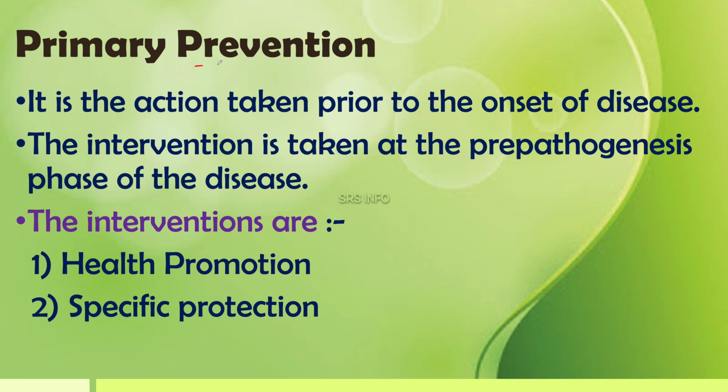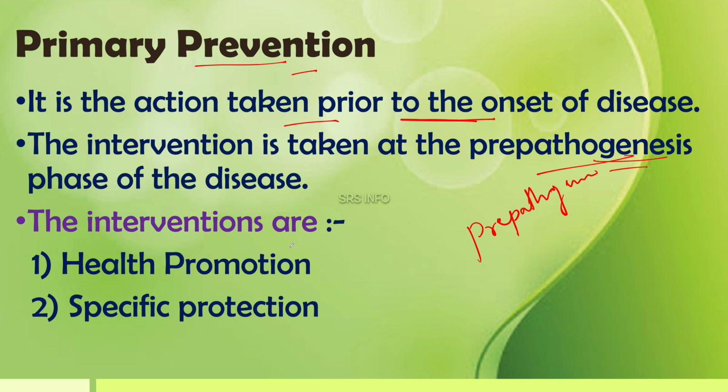The first one is primary prevention. What is it? Primary prevention is the action taken prior to the onset of disease. That means it occurs during the pre-pathogenesis phase. What is pre-pathogenesis? It is the phase before the onset of disease in our body. This is the pre-pathogenesis: the pathogens have not started to become active. That is the phase of pre-pathogenesis. And primary prevention should be taken prior to the onset of disease.